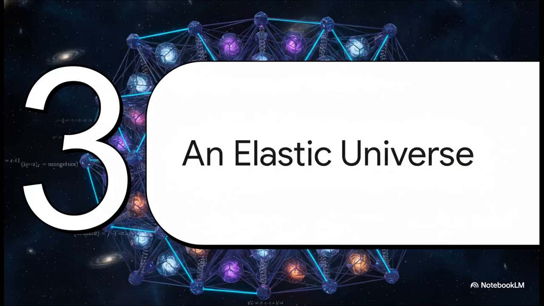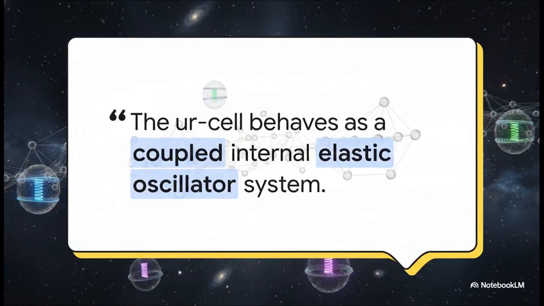So what does all this mean? Well, if spacetime is made of these tiny dynamic things, it means we're living in what is basically an elastic universe. At its core, this theory treats every single cell like a tiny, complex system of springs. The source material says it perfectly. It behaves as a coupled internal elastic oscillator system. So a push in one direction, say an electric one, can cause a twist in another. I mean, that is pure material science right there.